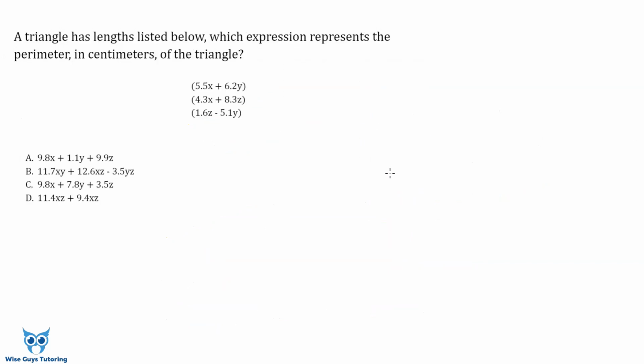It says a triangle has lengths listed below. Which expression represents the perimeter in centimeters of this triangle? Remember, we already talked about this. The perimeter is the sum of all the sides. So we can call this one side A, we can call this one side B, and that one side C. So the perimeter will just be the sum of all three sides. So let's substitute this in.